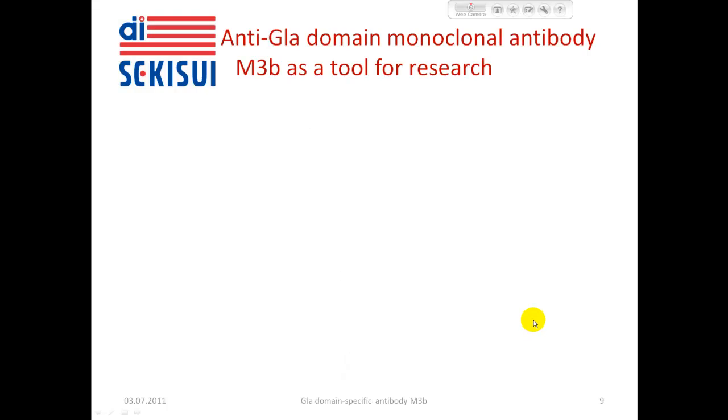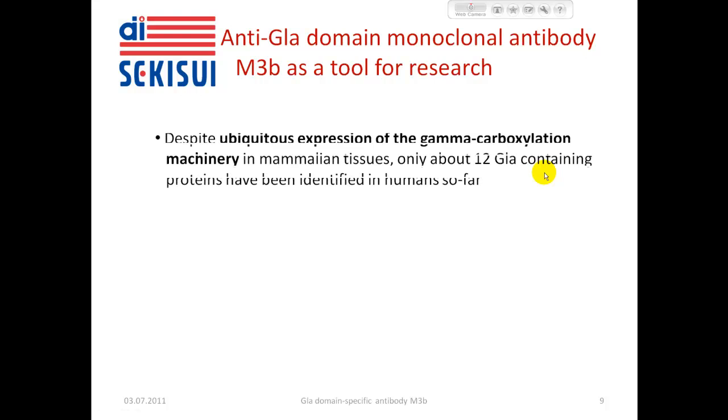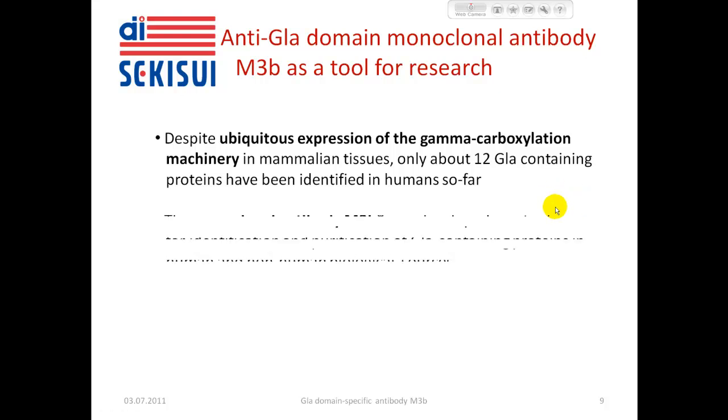The anti-Gla domain monoclonal antibody M3b was developed as a tool for research on Gla domain containing proteins. Despite ubiquitous expression of the gamma carboxylation machinery in mammalian tissues, only about 12 Gla containing proteins have been identified in humans so far. So there are possibly many other proteins which have not been discovered, and an antibody reacting with Gla domains would clearly be helpful in identifying such proteins.